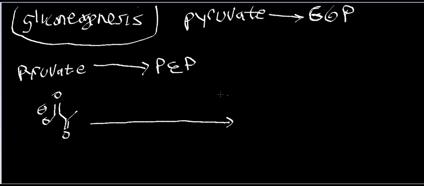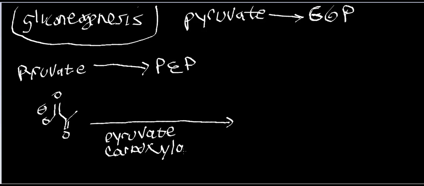is catalyzed by an enzyme called pyruvate carboxylase. I don't think I've mentioned this yet; it's in a later video. But there are 2 types of carboxylases in general: carboxylases that use carbon dioxide, and carboxylases that use bicarbonate. This particular carboxylase is one that uses bicarbonate.